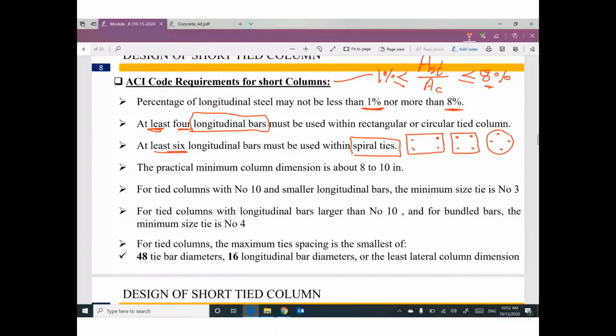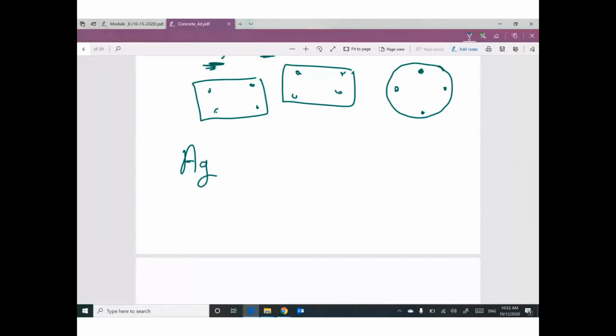The minimum dimension of the column, you are talking about 8 to 10 inch. 8 inch is okay, 10 inch is okay. So probably in the problems, we can figure out what is the required area concrete. So how can I convert this area concrete to a rectangle shape? Okay, I'm going to assume this small dimension is 10 or 8. Then I can figure out the second dimension.